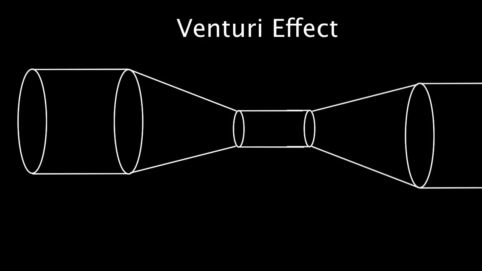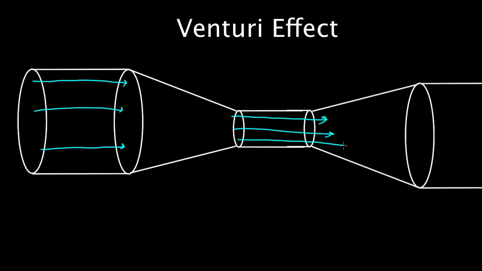Let's talk about the Venturi effect. This has to do with water or any fluid flowing through a pipe. Let's say this water's flowing right here, minding its own business, when it meets a constriction. What's going to happen here? Well, the water's got to keep flowing, but it's going to start flowing faster through the constricted region.